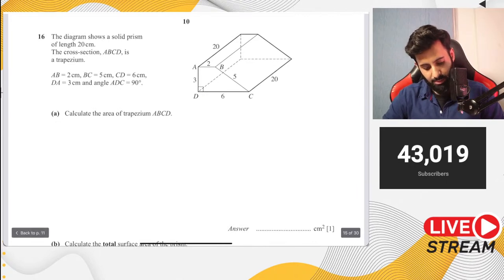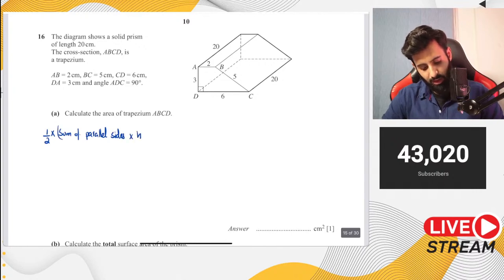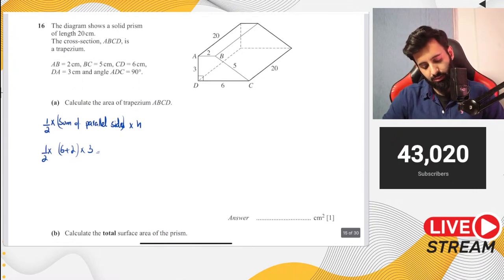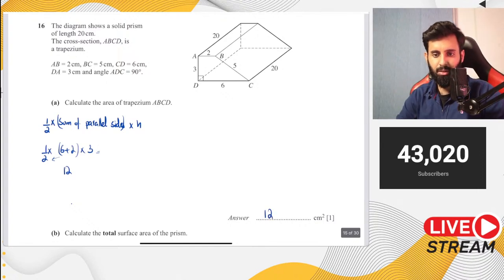Okay, so how do you calculate the area of a trapezium? It's half into the sum of parallel sides, into the height. So half into the sum of parallel sides means 6 plus 2, into the height, which is equal to 3. So 6 plus 2 is 8. 8 upon 2 is 4. 4 into 3 is 12. So there you go, 12 centimeters square. Okay. Pretty easy. Yes, the first part is pretty easy.